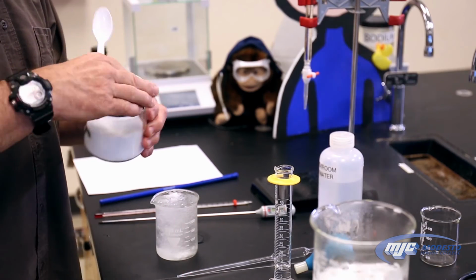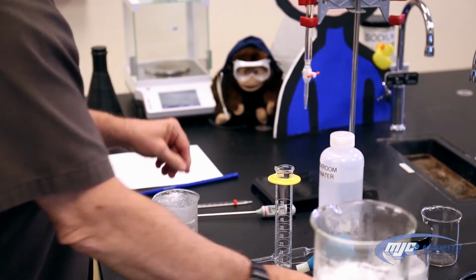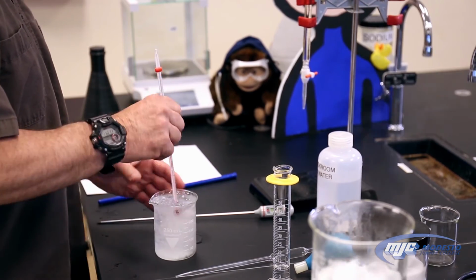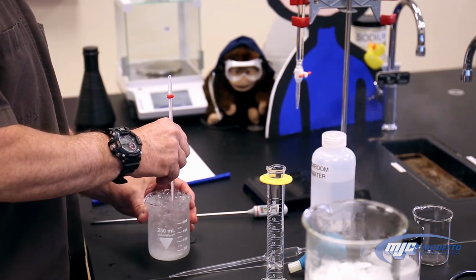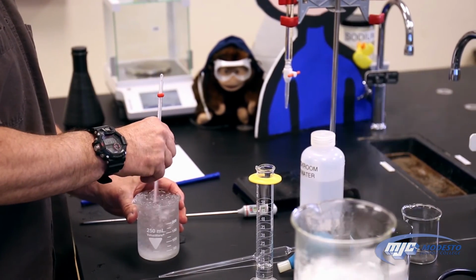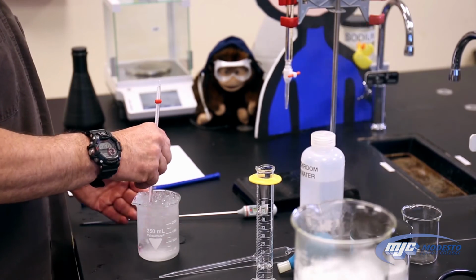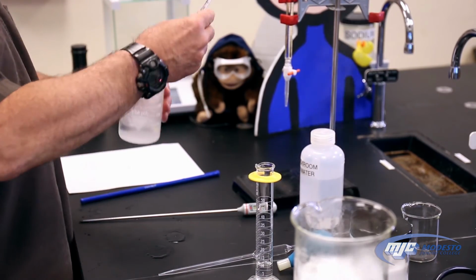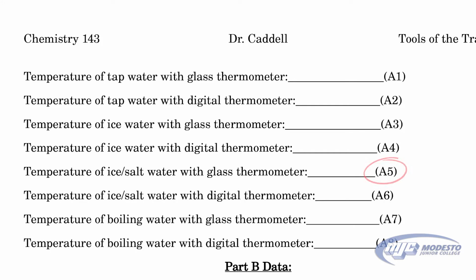Always put the lid back on everything. And we need to stir it up. We can use either your glass stirring rod from your locker, or if you're careful like this, you can use the thermometer. It probably won't all dissolve. That's okay, as long as we get as much as we can dissolved. And then, same thing. Record that temperature, one place past the decimal. That's going to be A5.